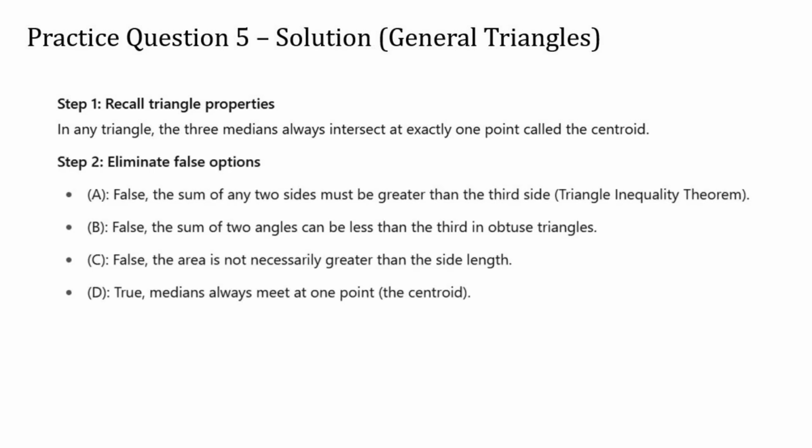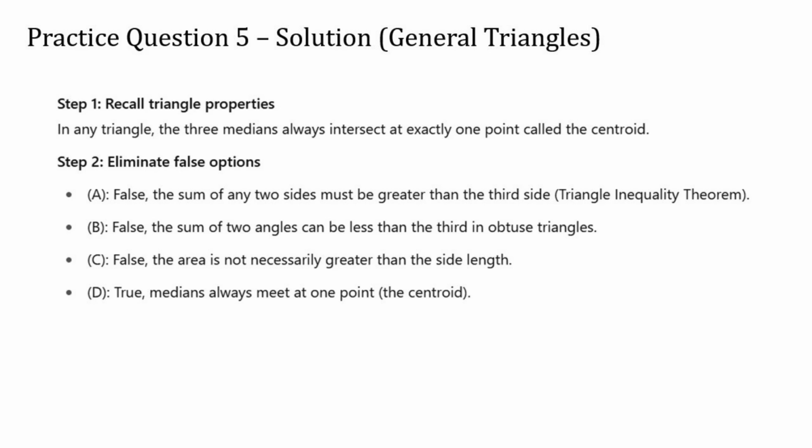Now, let's check each answer choice carefully to eliminate the false ones. Option A says the sum of any two sides is less than the third side. That is false. In fact, by the triangle inequality theorem, the sum of any two sides must be greater than the third side, not less. Option B claims that the sum of the measures of any two angles is greater than the third angle. This is false as well because in some obtuse triangles, the largest angle can be greater than the sum of the two smaller angles.